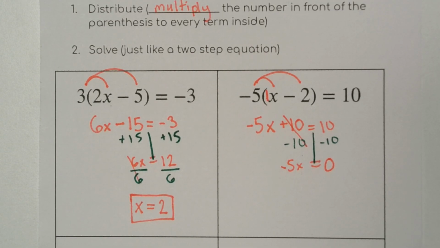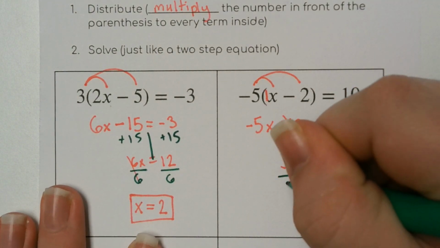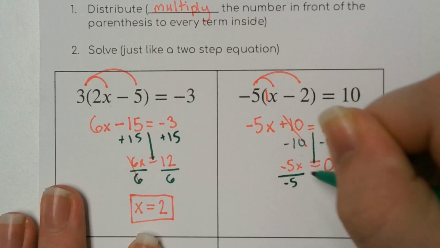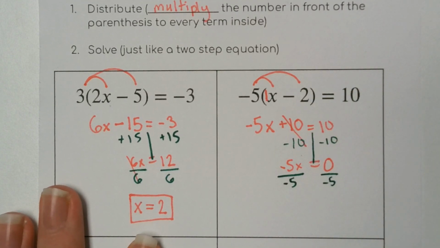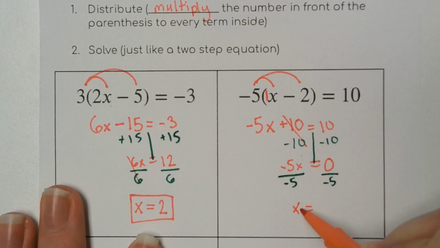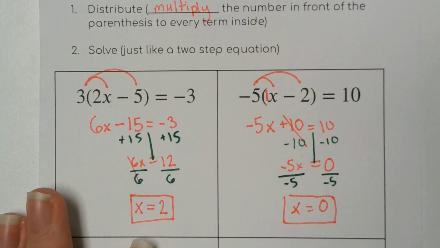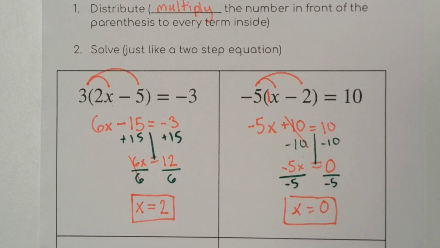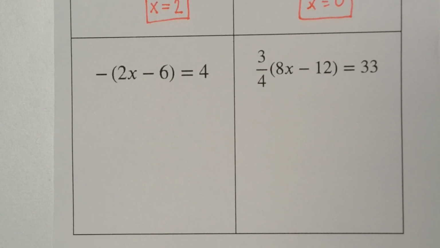And how do we get that -5 away? Divide. Good. We do not add it because it's being multiplied, not subtracted. So we get x equals, what is 0 divided by -5? 0. Good. If you type that into the calculator, that's what it would give you. Alright, any questions on that one? Alright, we got 2 more examples.